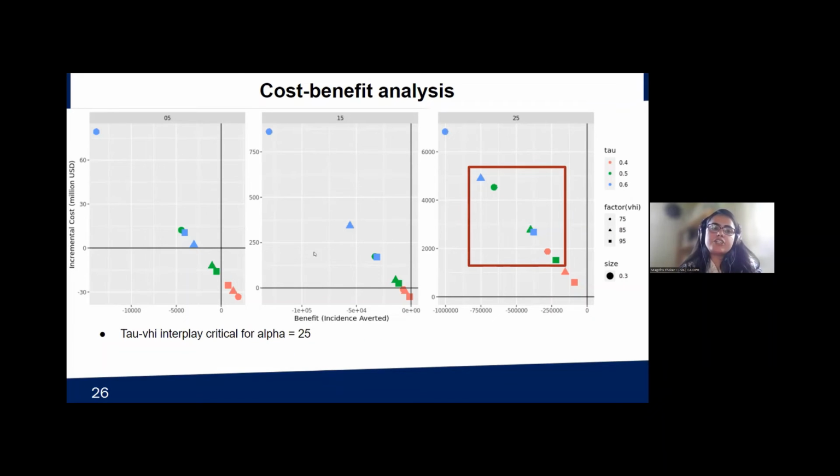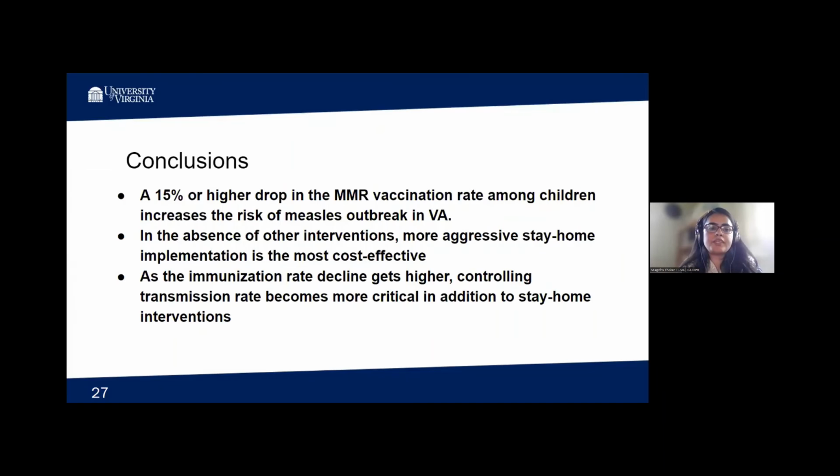Then in terms of when we look at different alphas, as you get to the lowest immunization scenario, the incidence effects of stay-home interventions, and then tau, which will be daily interactions, that's where the interplay really kicks in, whereas in lower alpha, we had somewhat clear clusters based on the colors that are going on there.